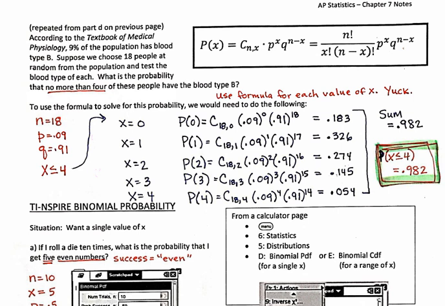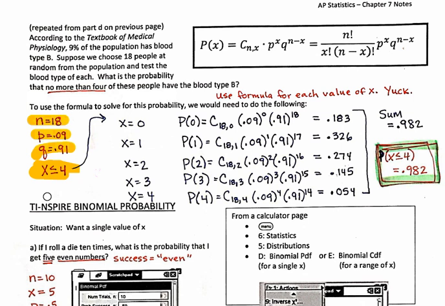So, for example, here's the blood population problem again. Blood type B, I'm going to interview 18 people. There's a 9% chance they're going to have blood type B, which is what I'm counting, which means there's a 91% chance that they won't. That's my failure rate. We were looking for no more than 4. That's X less than or equal to 4.